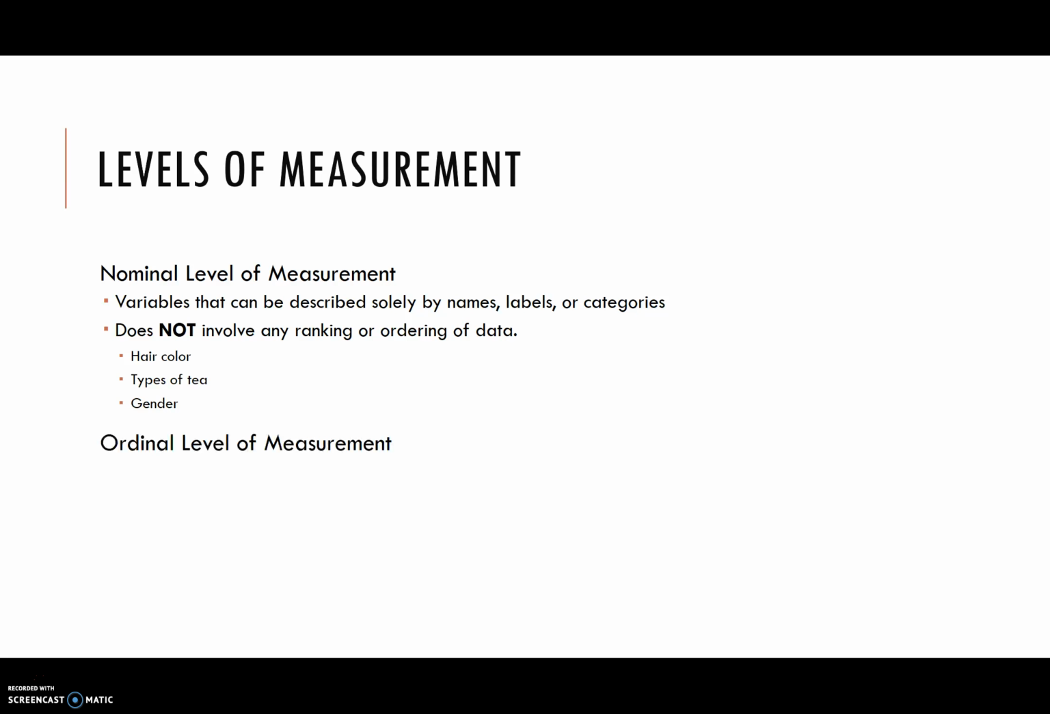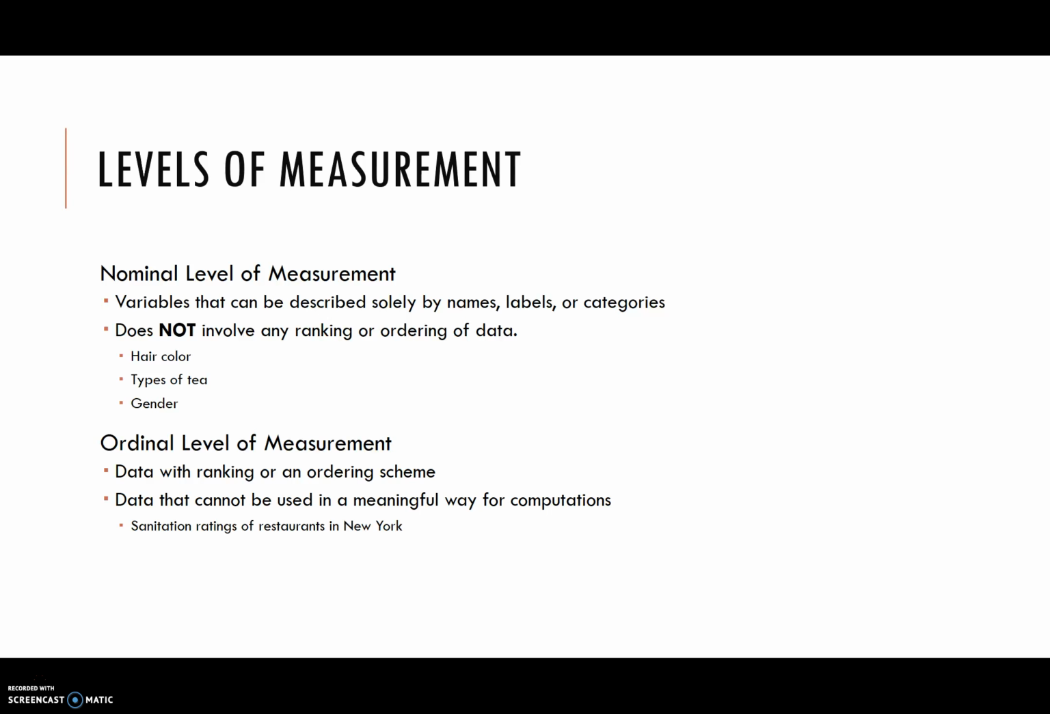For the ordinal level of measurement, these are data with ranking or an ordering scheme. They're data that cannot be used in a meaningful way for computations. Some examples include sanitation ratings of restaurants in New York, status in school.